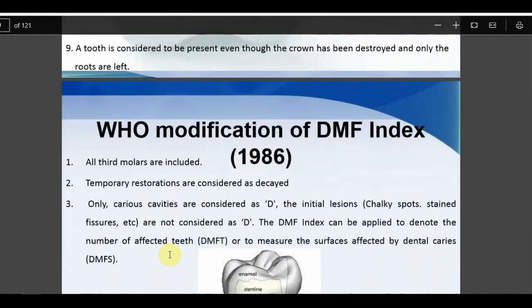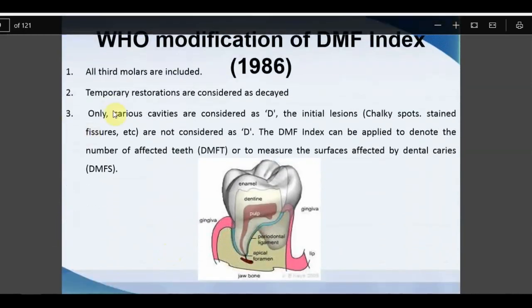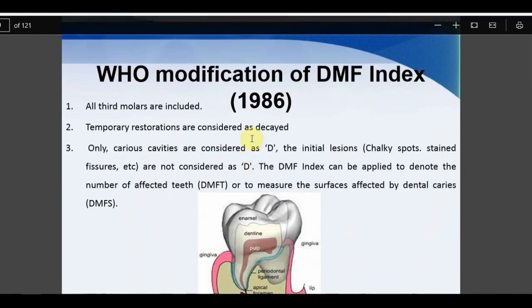So what are the modifications? In the 1986 modification, like I told you, all third molars are included. Temporary restorations are considered as decayed, whereas in the original version they were counted as fillings. Only caries cavities are considered D. The initial lesions, like chalky spots and stained fissures, are not considered as D. Whereas in the original version, a catch, a slight discoloration, and a slight demineralization area would be considered as caries, but those are excluded from the caries category in this 1986 modification.